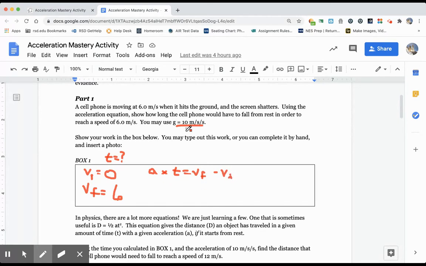And we're going to plug some stuff in. So first, g is our a. The acceleration of gravity is our a. So we get 10 times t is equal to final velocity, 6, minus initial velocity, 0. So we get 10 t equals 6. We're going to divide both sides by 10. And we get time is equal to 0.6 seconds. So it'd take a little bit more than half a second for the cell phone to fall and get up to a speed of 6 meters per second.